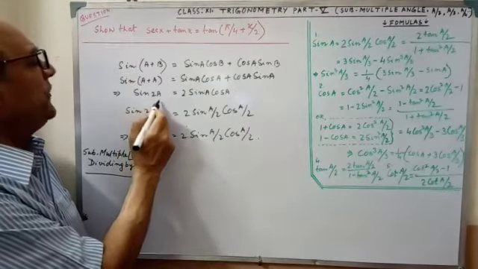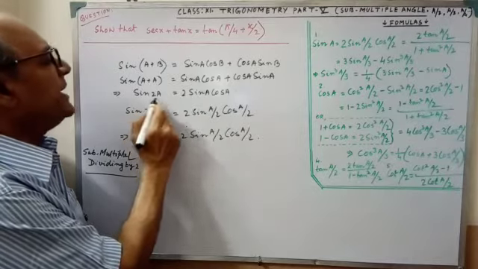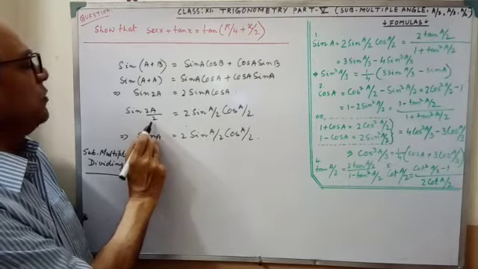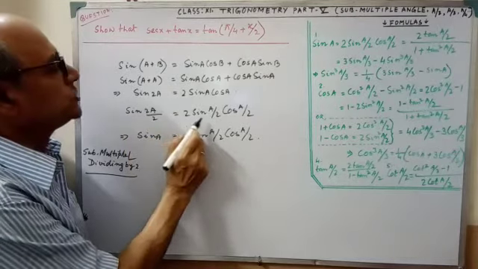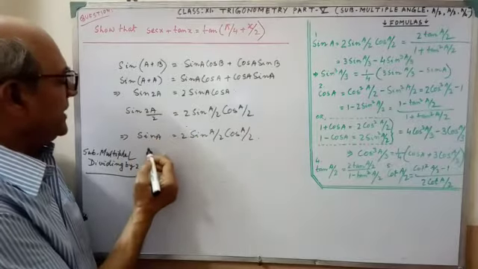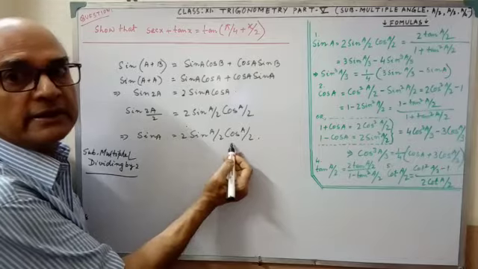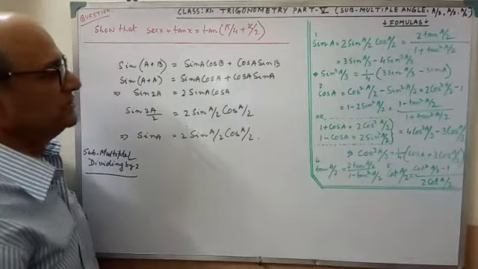And if we divide the left hand side and right hand side by 2, then see what we are getting: sin 2A by 2 equals 2 sin A by 2 cos A by 2. And simplifying, sin 2A by 2, that is sin A. Simplifying, we are getting this. This is the formula of submultiple.